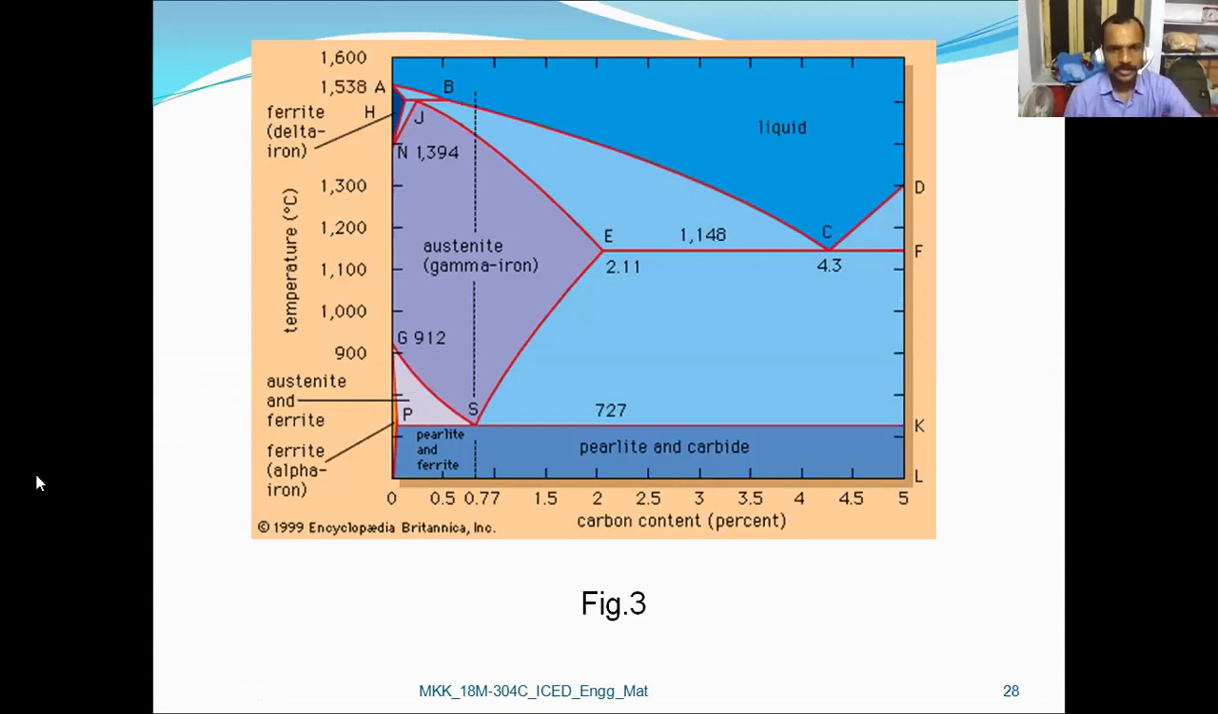Here let us see the pearlite and the ferrite, the hypoeutectoid steels. So austenite and ferrite, whereas this phase is ferrite, nothing but alpha iron. Here this is austenite, gamma iron, and this portion is ferrite, nothing but the delta iron. So alpha, gamma, and delta irons.